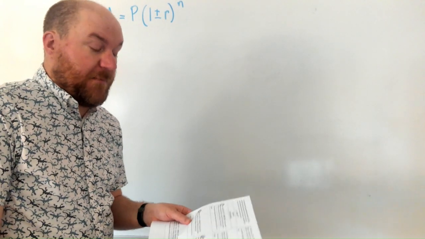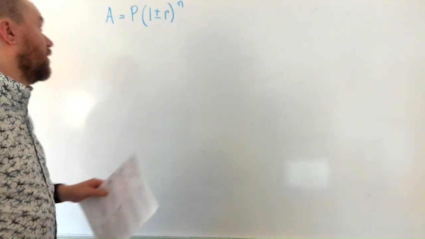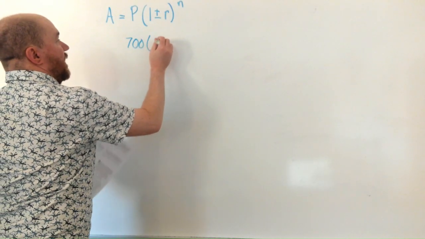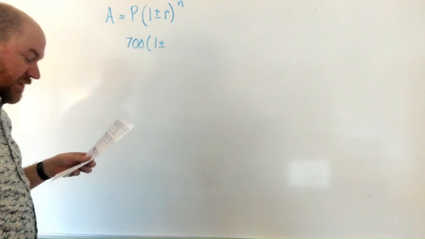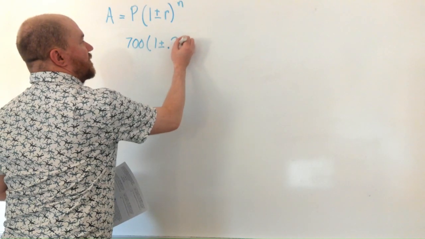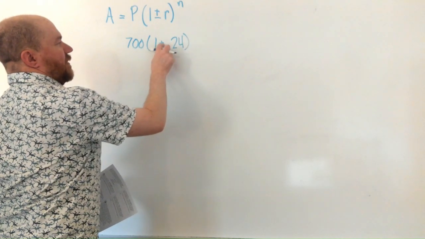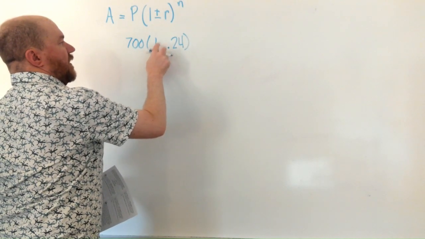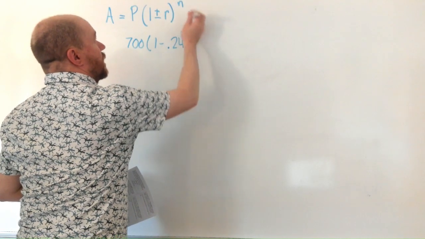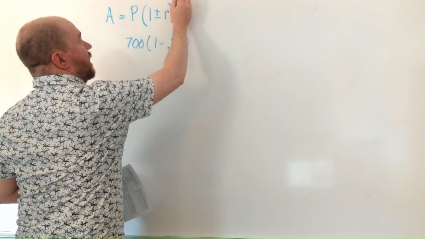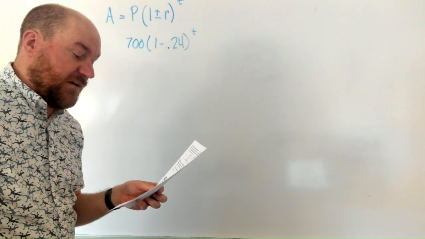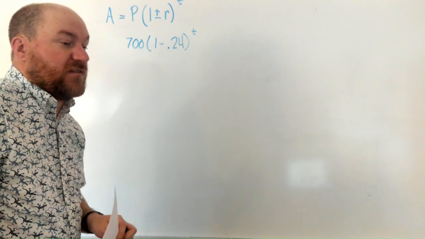So anyway, this question told us that we start with 700, so P is 700. And they told us the rate is decreasing by 24%. That means it's 0.24, and now I can get rid of this plus. And now we just know that it's a minus. And we don't know how long, so let's be consistent and make that T. We don't know how long this is going to be going on. So that would be the setup for this question.